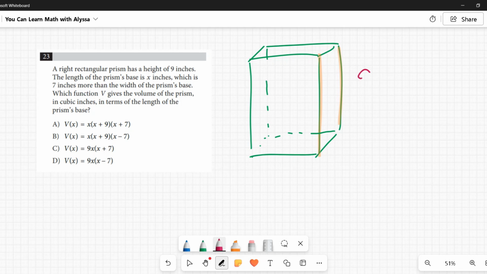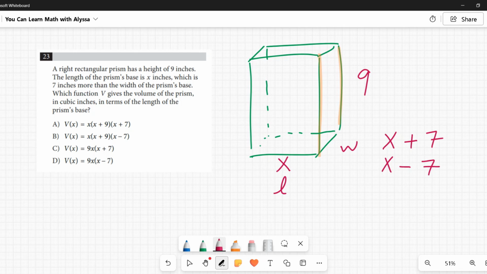Okay, it has a height of 9 inches, so write that in. The length of the prism's base, sorry, my length and my width here. The length of the prism's base is x inches, which is 7 inches more than the width of the prism's base. Okay, now this is the key point, and this is where some students are going to go the wrong way. I guarantee it. When it says the length is x inches, which is 7 inches more than the width, does that mean the width is x plus 7, or does it mean the width is x minus 7?